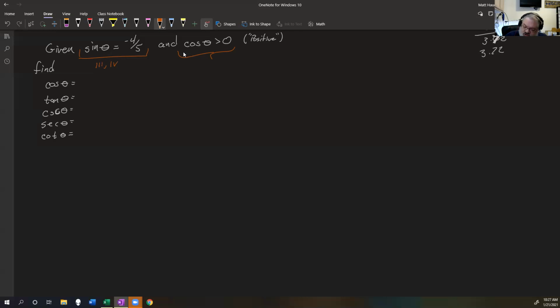But being told cosine is positive, cosine is only positive in which two quadrants? 1 and 4. So what quadrant must this question be happening in? 4. This question's got to be happening in 4. If we weren't told that the cosine was positive, we wouldn't know whether we're talking about a quadrant 3 or a quadrant 4 angle. We'd have to account for both. We'd have to say, well, the answers are this if it's in quadrant 3, and the answers are this if it's in quadrant 4. We wouldn't know. Does that seem reasonable?